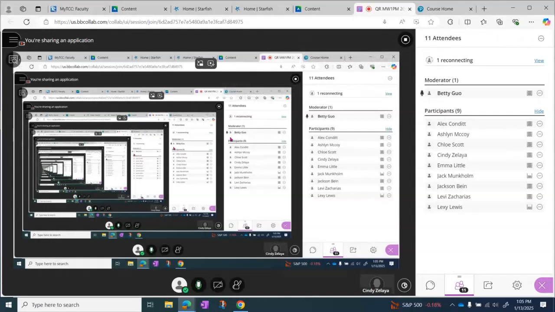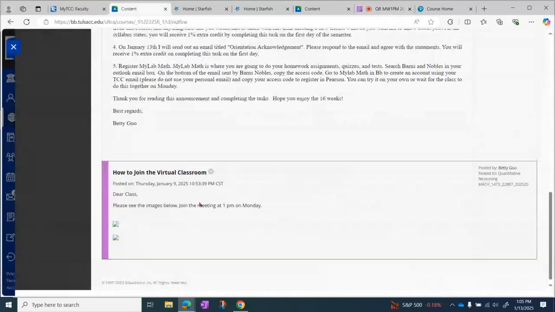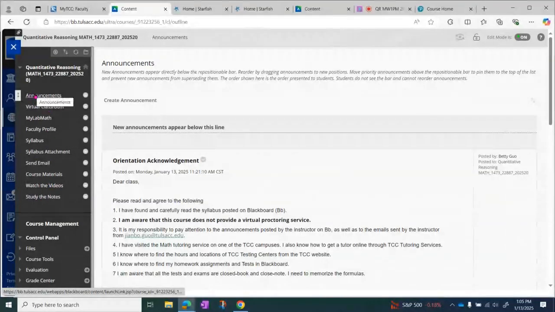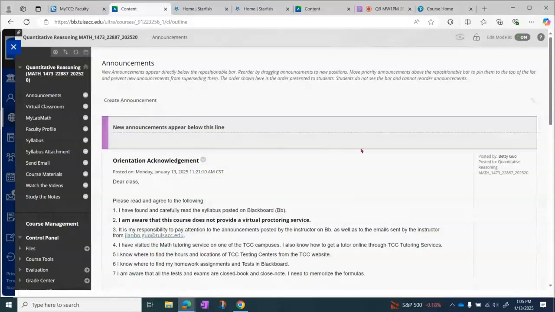First thing today, we want to do the orientation. In your Blackboard shell, you can see the menu on the left. We have some important sections. The first section is announcements. So far, I have 2 announcements posted.